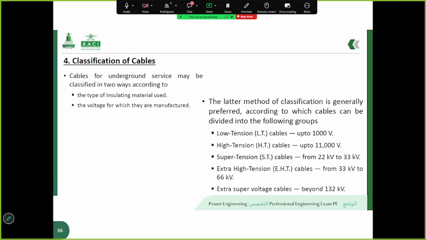Low tension or LT cables are used up to 1000 volts. High tension cables are rated up to 11 kV, and super tension cables operate from 22 kilovolt to 33 kilovolt. For even higher power transmission, there are extra high tension cables which handle voltages from 33 kilovolt to 66 kilovolt. And finally, extra super voltage cables are used for voltages beyond 132 kilovolt.